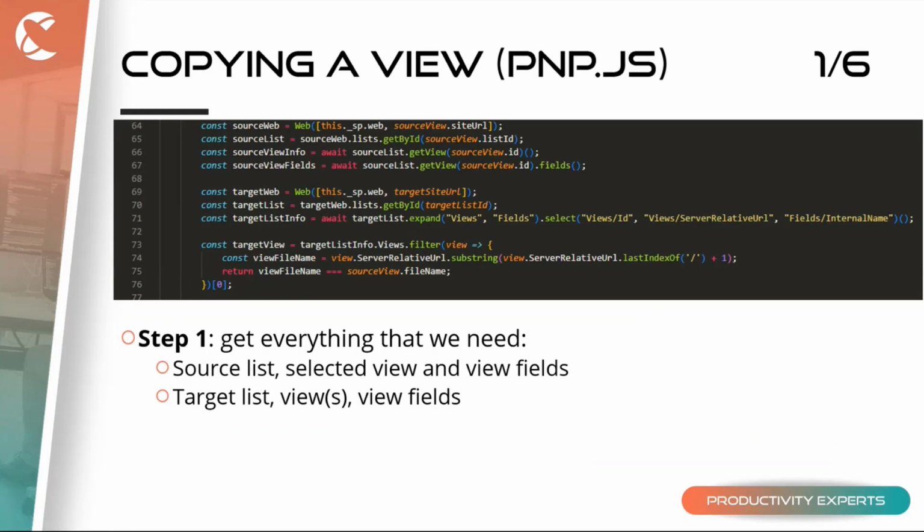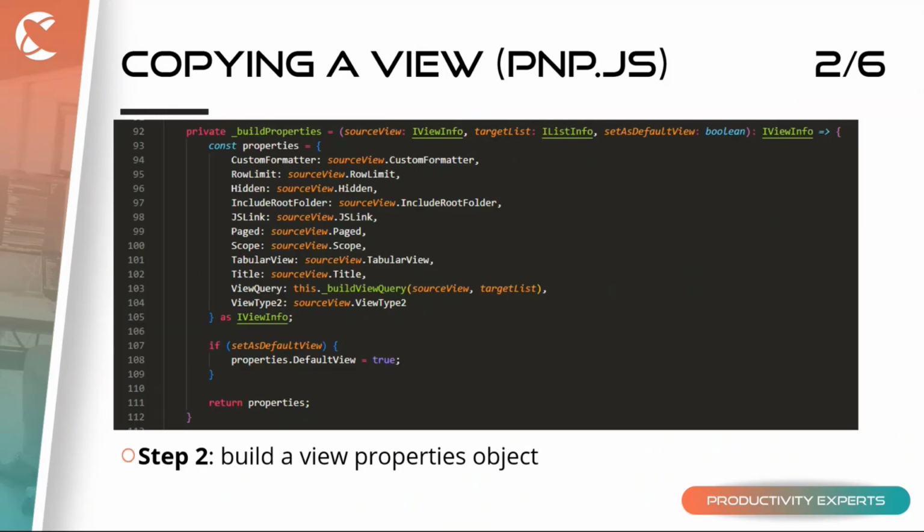Now onto what's really going on below. We're using PnPjs to do the actual copying. The first thing we do is get everything we need. We need some information from the source list: the view and the fields. We need some information from the target list as well. We need to know what fields are on there to be able to exclude fields that are not available on the target list. We need to see if the view is already available, so we can update it instead of adding it. And as soon as we have all the information, we are going to build a properties object.